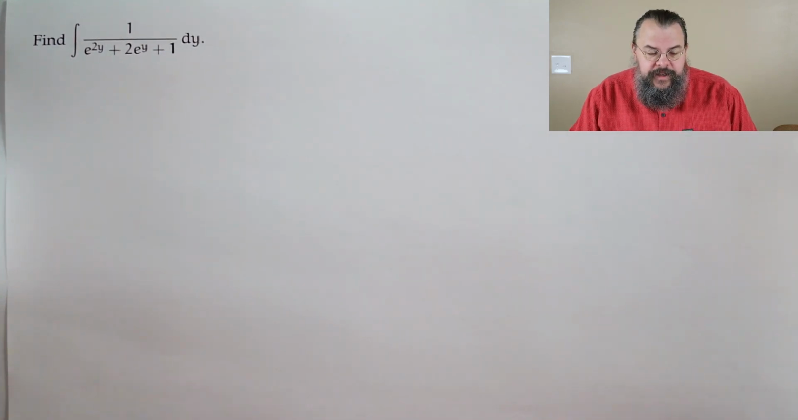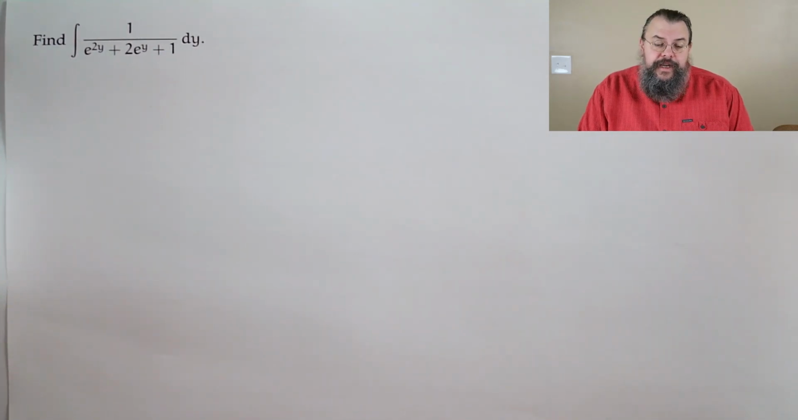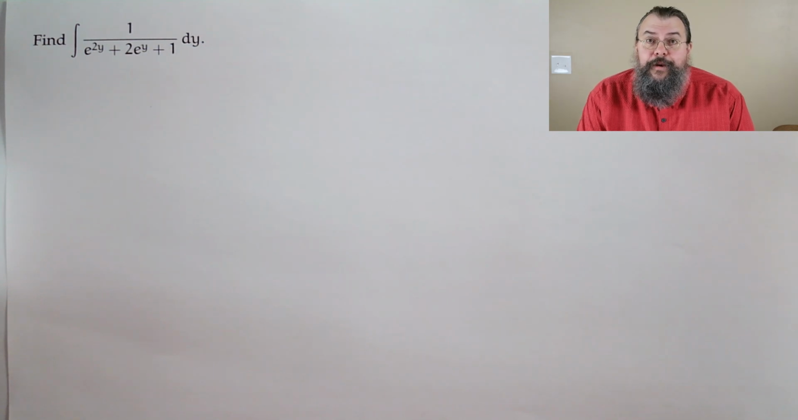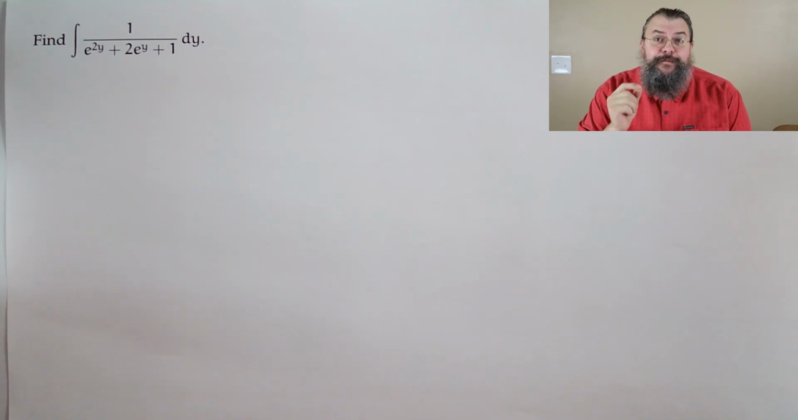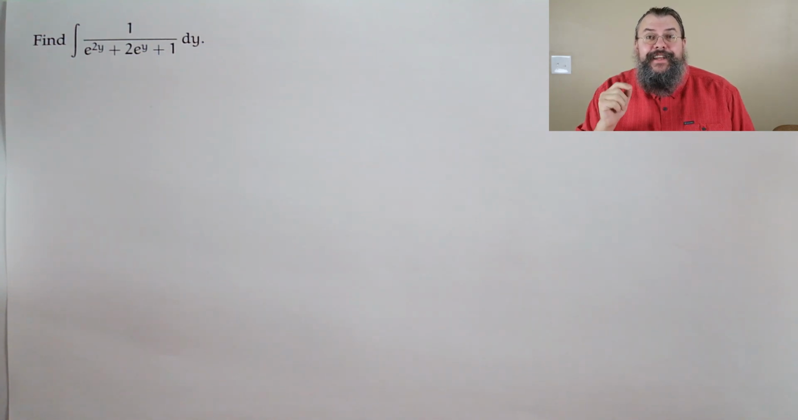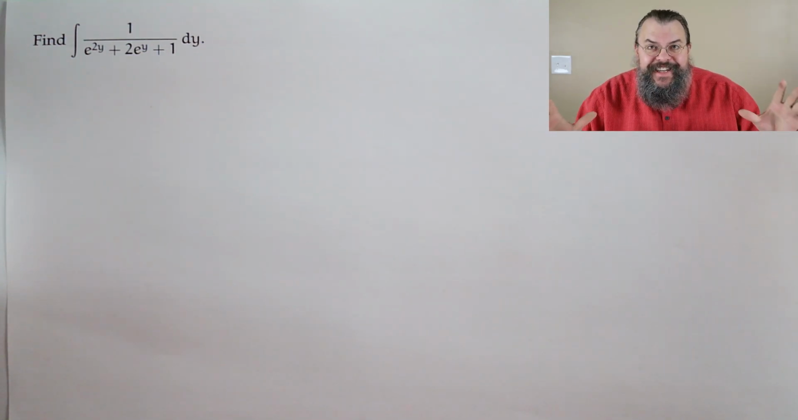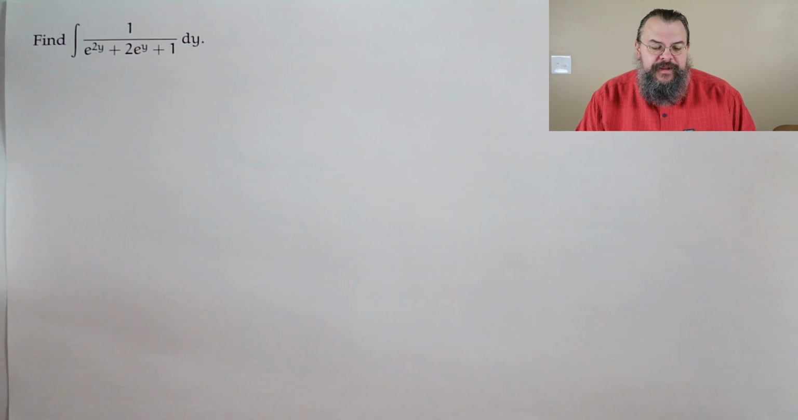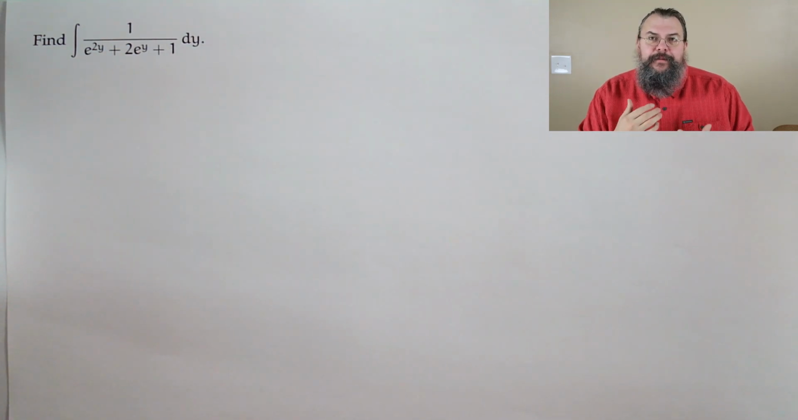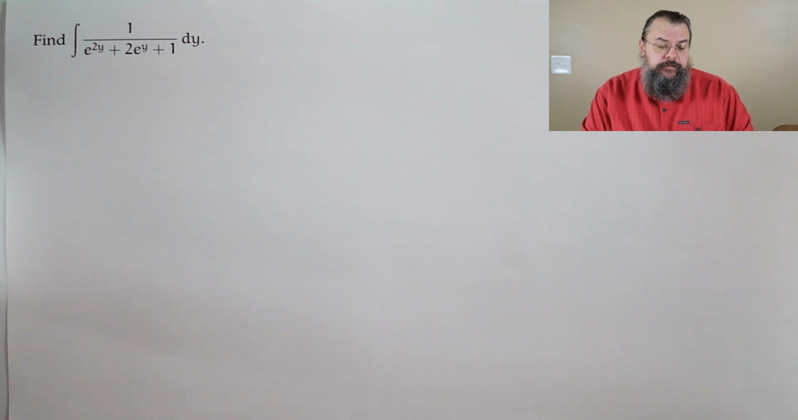Find the integral of 1 over e to the 2y plus 2e to the y plus 1 dy. Now, is this a partial fractions problem? And the answer is no, it's not a partial fractions problem. See, there's a problem here. It's not a polynomial downstairs. And so it's sort of like, I can't really make progress here. Not yet. Well, what can we do?